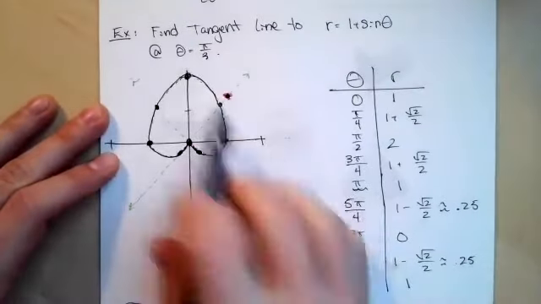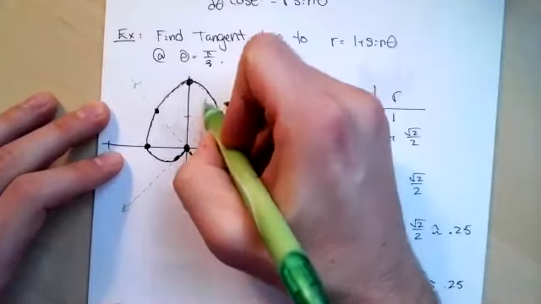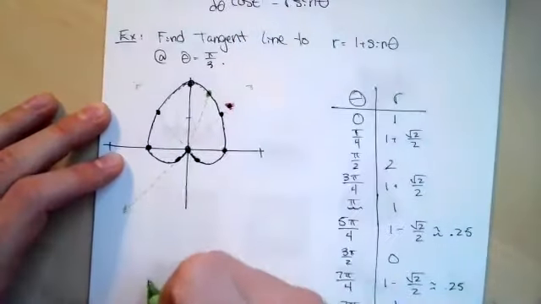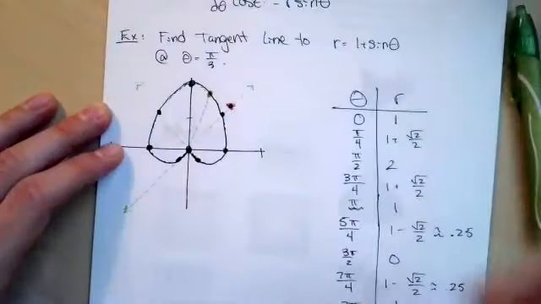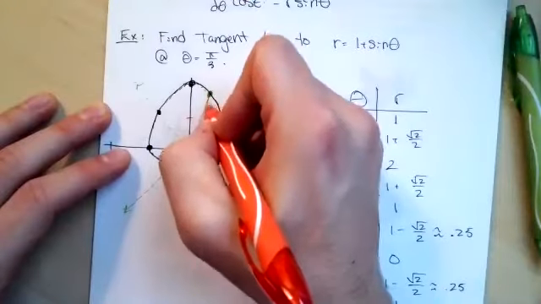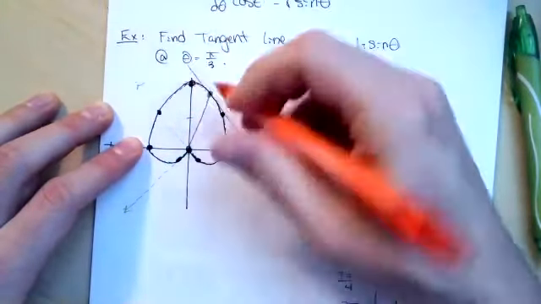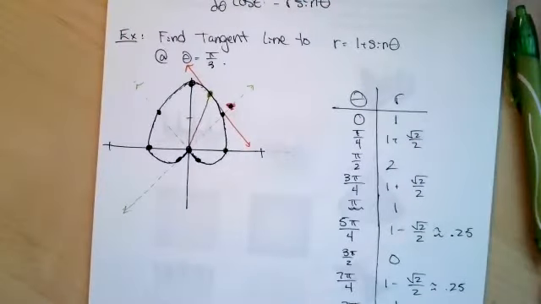So this is our shape. We're looking at where theta is going to be pi over 3. So that's going to be our point for pi over 3. And the tangent line we're looking for, let me put that in orange, is going to be something like that. So just visually, we can see that the tangent line we get should have a negative slope.